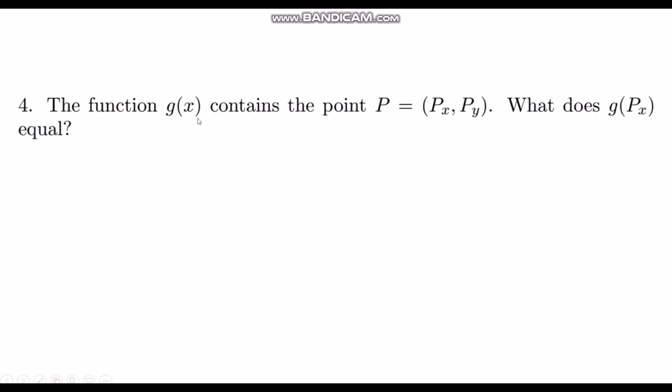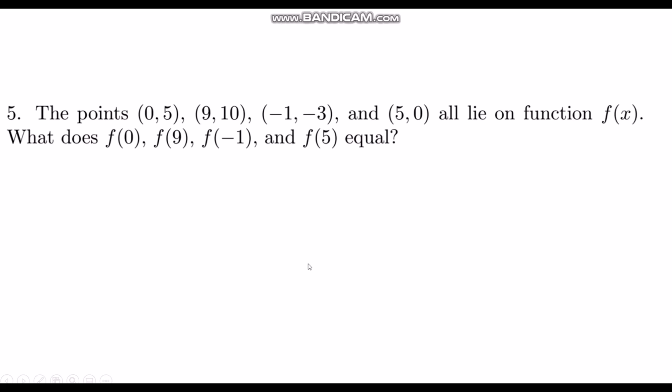The function g of x has this point on it. What does g of p of x equal? Well, g of p of x is just p of y. It's the y coordinate of any point. Now these are all points that lie on a function f of x. What do these values equal? Well, f of 0 is equal to the y coordinate 5. F of 9 is just the y coordinate 10. F of minus 1 is negative 3. And f of 5 is 0.